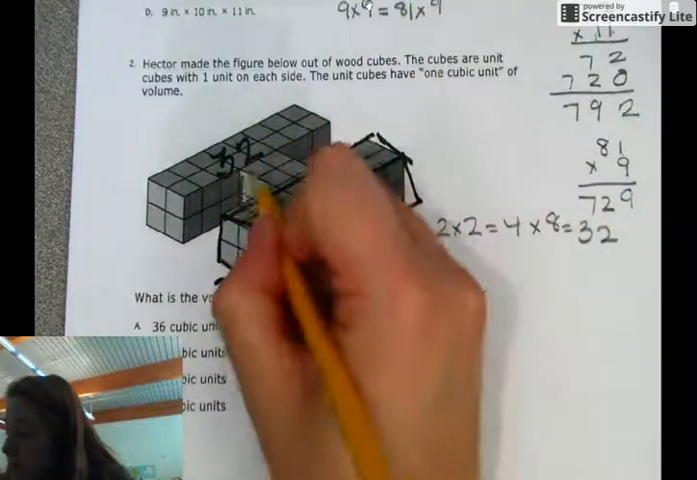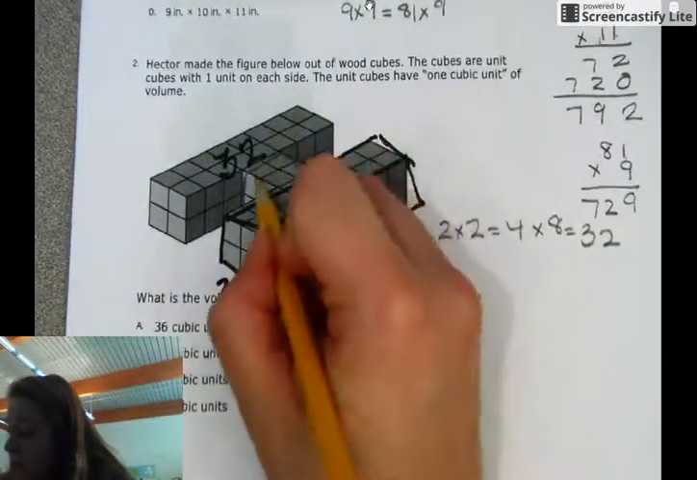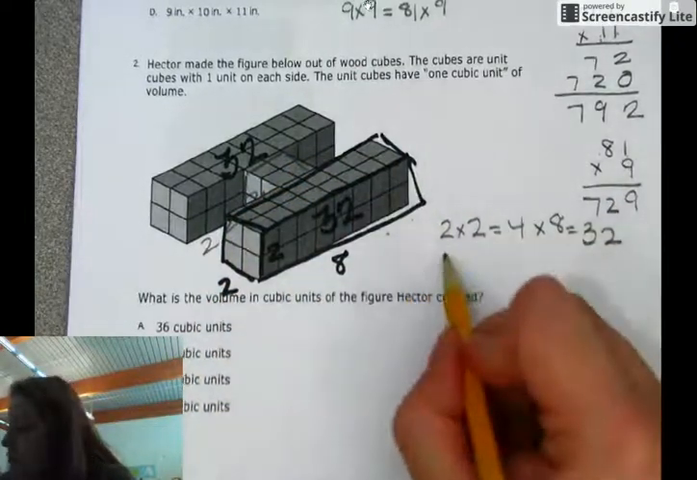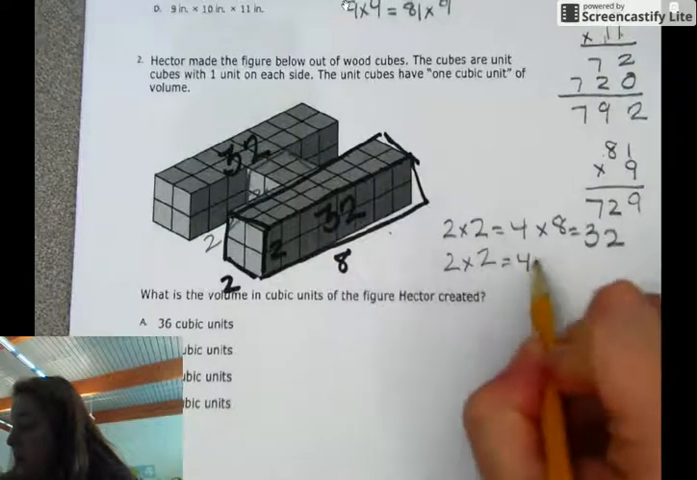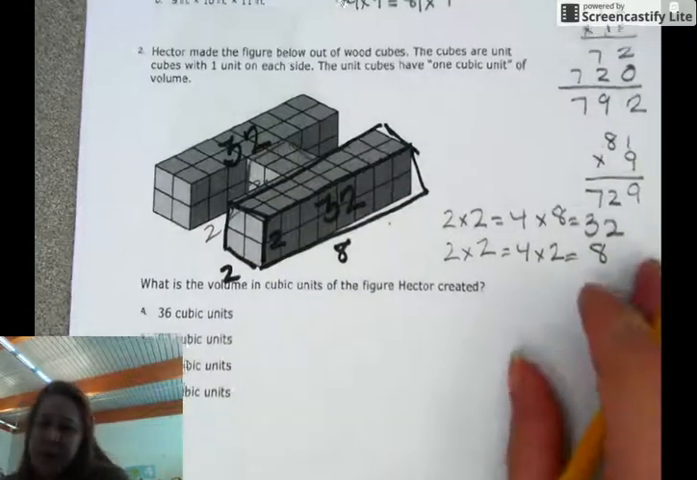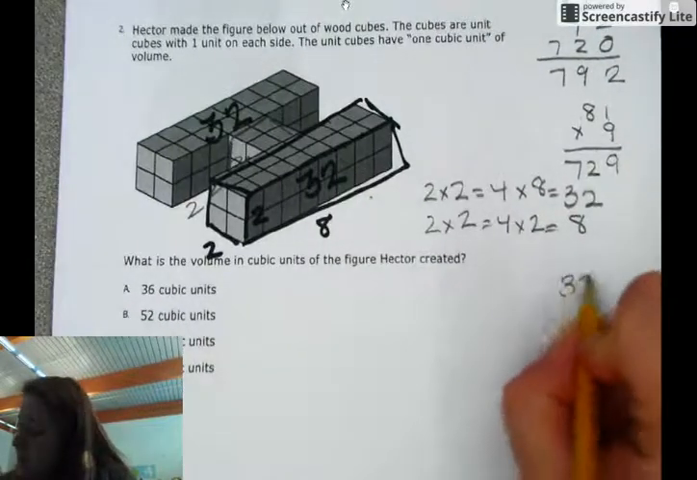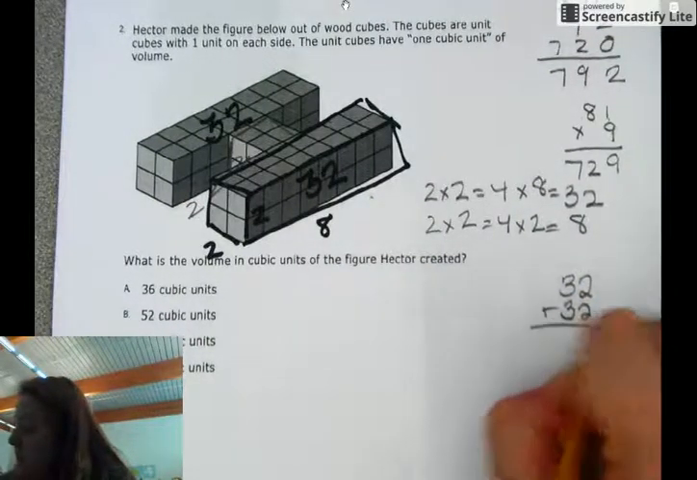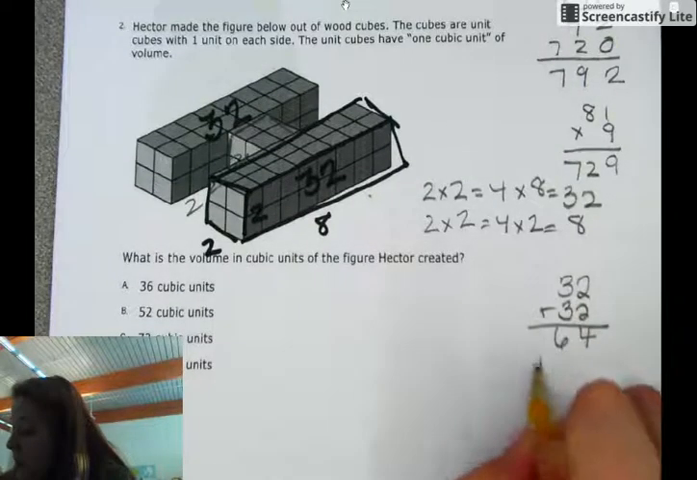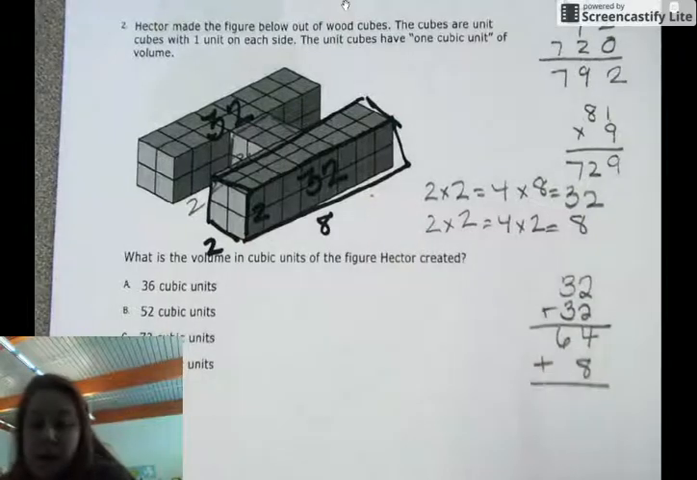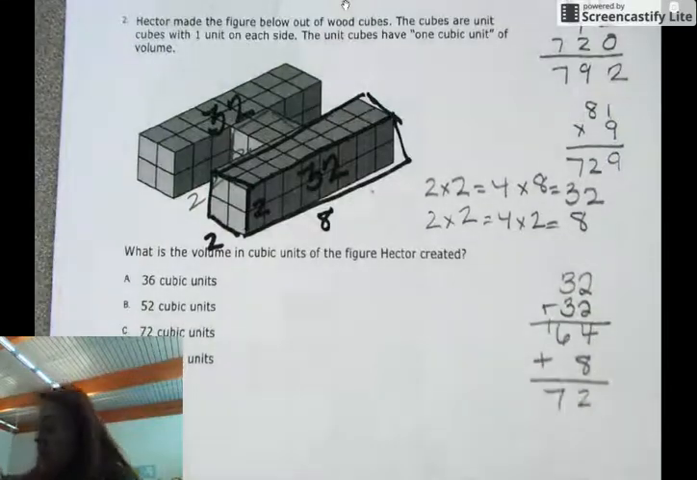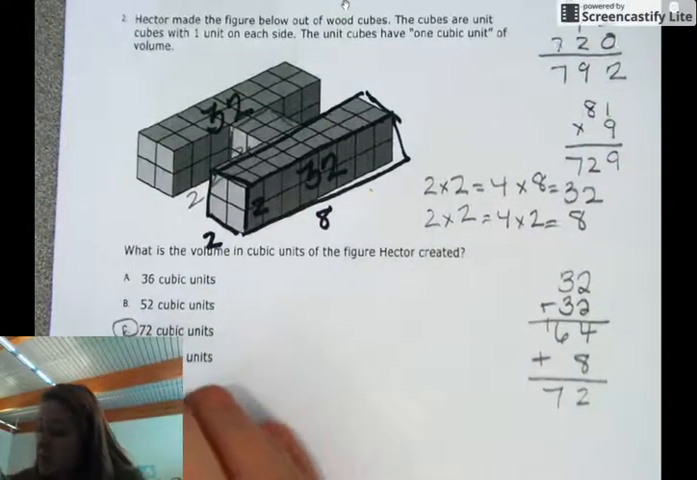Now, we're not done with 32 and 32 because we have to count the middle here. It goes down 2 in length, 2 over, and 2 wide. So 2, 2, 2 is what I'm working with. 2 times 2 is 4, times 2 equals 8. So now I'm working with 32, 32, and 8. 32 plus 32 gets you 64. 64 plus 8 gets you 72 cubic units. So the answer is C again.